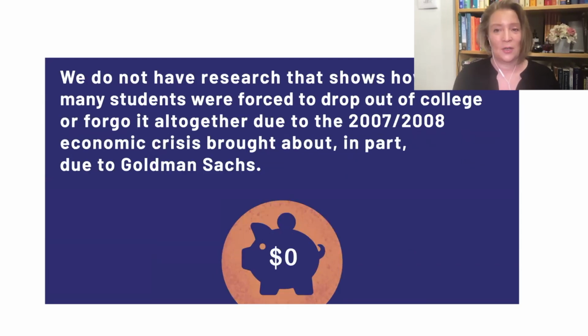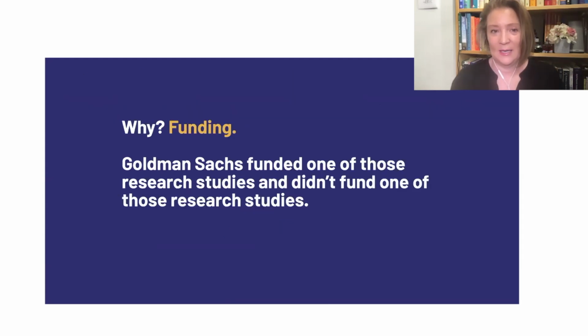You will not find research that shows how many students were forced to drop out of college or forgo it altogether due to the 2007-2008 economic crisis brought about in part by Goldman Sachs. Why does some of that data exist and some of that data not exist? That's because of funding. Goldman Sachs paid for one of those research studies, one of those data sets to exist, and did not fund one of those other research studies. Funding has a direct effect on what data exists and, from the data that exists, what it actually says.